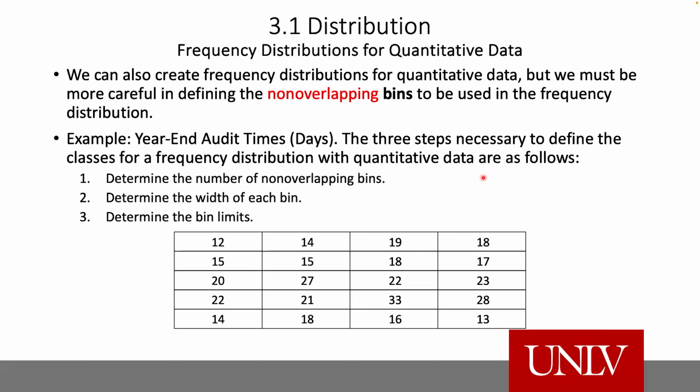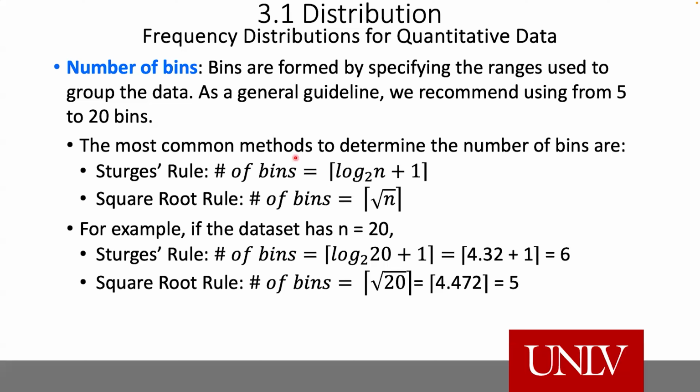So let's use the dataset of year-end audit times as the example. First step, decide the number of bins. Bins are formed by specifying the ranges used to group the data. As a general guideline, we recommend using from 5 to 20 bins in total for any specific dataset. The most common methods to determine the number of bins are Sturges' rule or the square root rule. For example, we can use log base 2 of n plus 1, where n is the number of data points in the dataset. In our dataset, Sturges' method gives us 6 bins, but the square root gives us 5, and we normally use the square root. So let's see, we have 5 bins in this dataset.